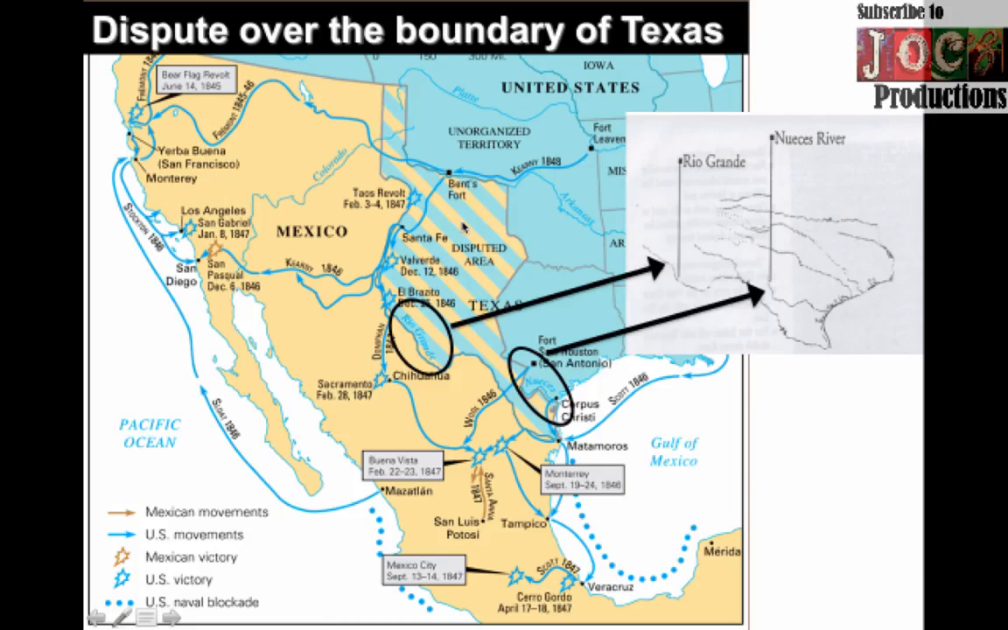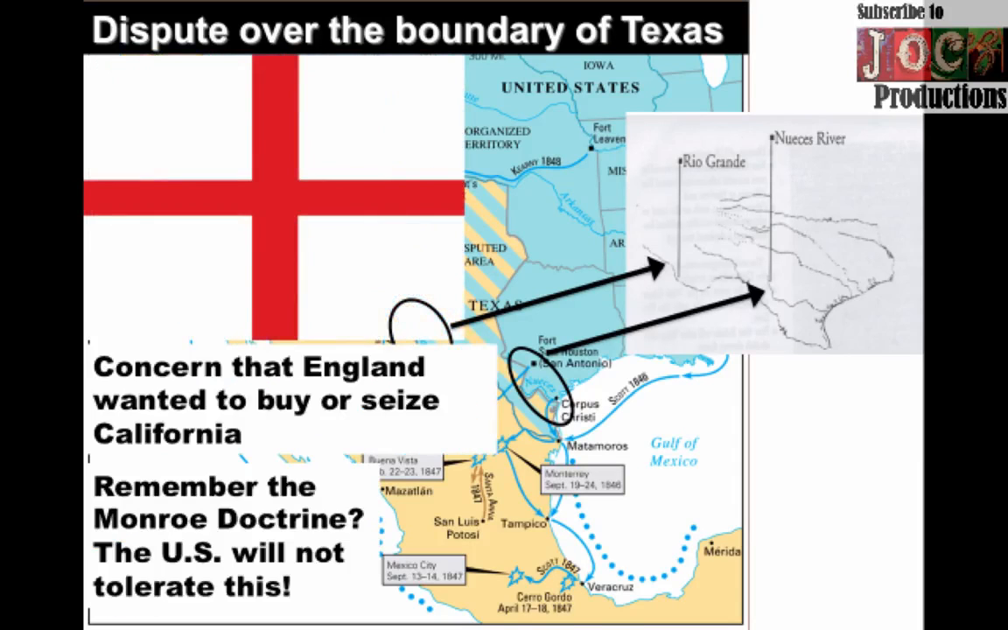Not to mention, there was a growing fear, a lot of similarities to what happened in Texas here, that England was going to try to buy or seize California for themselves. And they don't want this. And remember the Monroe Doctrine. Hey, colonization is closed. No European presence. If you're not already here, stay the heck out. We can't let this happen. And so Polk wants to make a move.